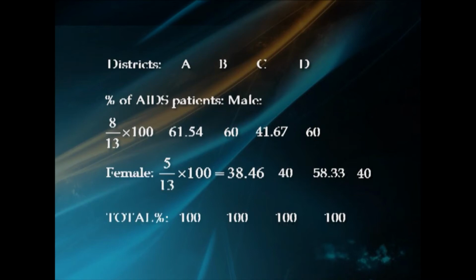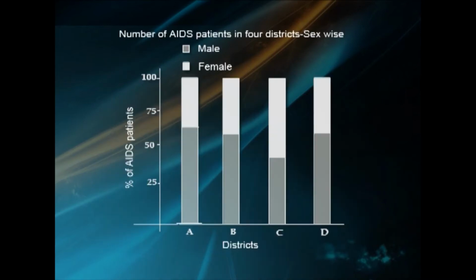Percentage of male AIDS patients: 8 by 13 into 100, that is 61.54 for district A, and 60 for district B, 41.67 for C and 60 for district D. And the female percentage for district A is 5 divided by 13 into 100, that is equal to 38.46. Similarly, for district B 40, for C 58.33 and for D 40. Total 100 percent for each district. The diagram is as follows.